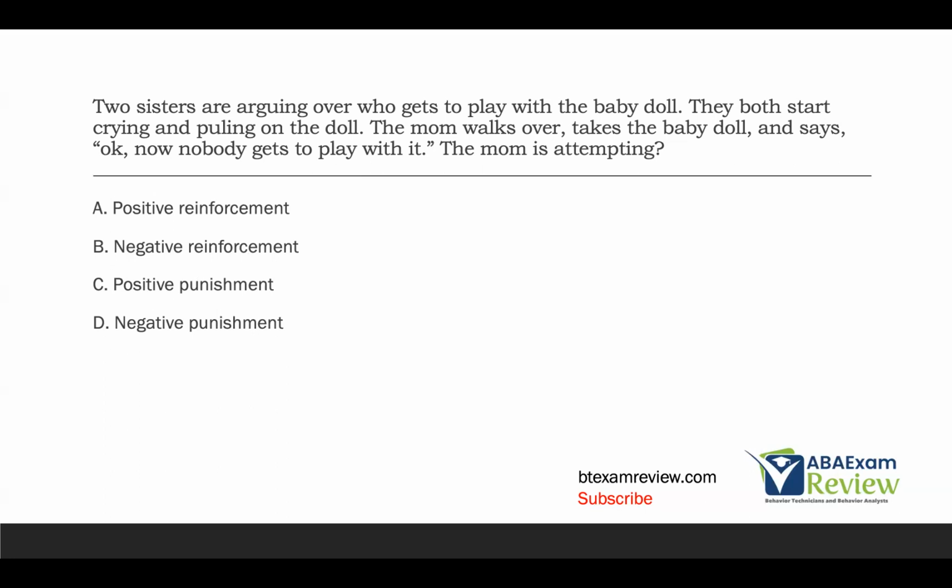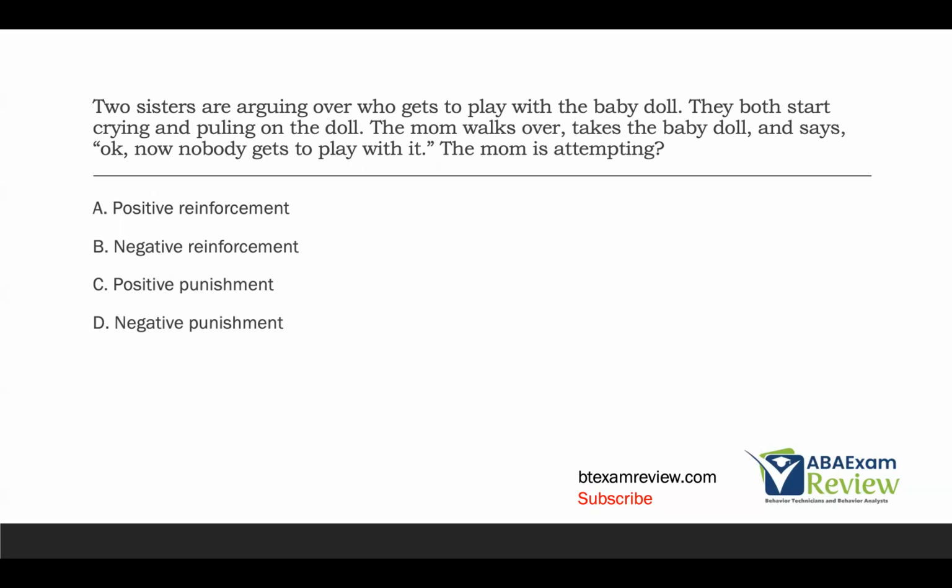Well, we know positive and negative, we need to figure out something added or taken away. So in this scenario, what happens? Well, the consequence is the doll is taken away. So it's removed from the situation. The stimulus is removed. It's going to be negative. Remember, that's all positive and negative means. Positive is added, negative is removed. So we know it's negative.